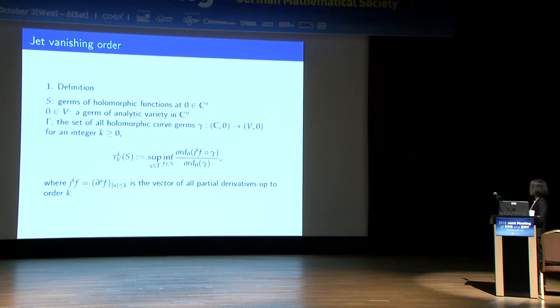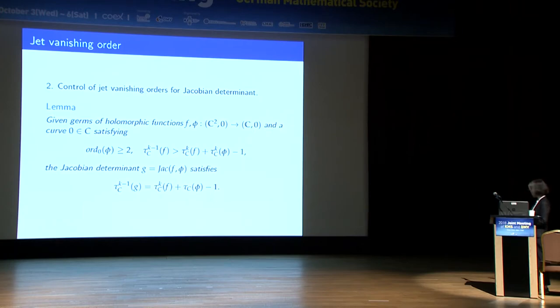So suppose k is zero, then this is the usual D'Angelo type. And we generalize D'Angelo type to k-jet. And we can control, the difficulty is to take the vanishing order of the Jacobian determinant. So we can control the vanishing order for the C2 case.